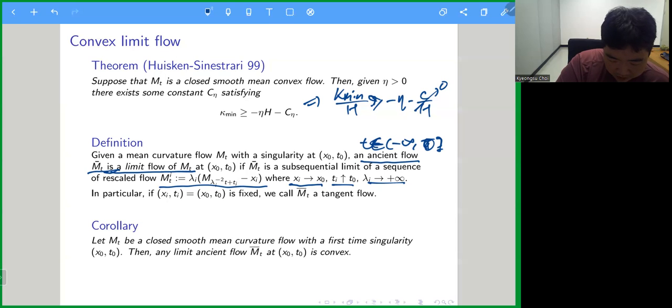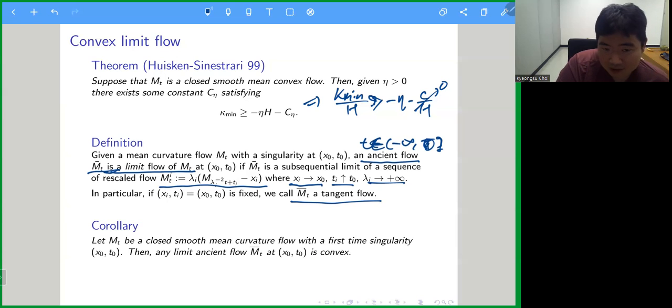And one more thing. If we fix x_i and t_i as x naught, t naught, then the limit flow is called a tangent flow. This is kind of the same concept as the tangent cone of the minimal surface at an isolated singularity. So by using blow-ups, we can find the limit flow, which must be ancient.